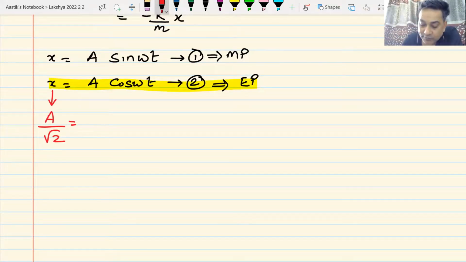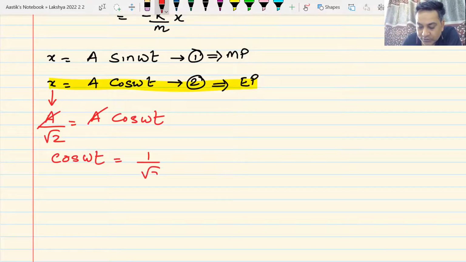A by root 2 will be equal to a cos omega t. I can cancel this a. So cos omega t becomes 1 by root 2. Yes or no? Yes, sir.